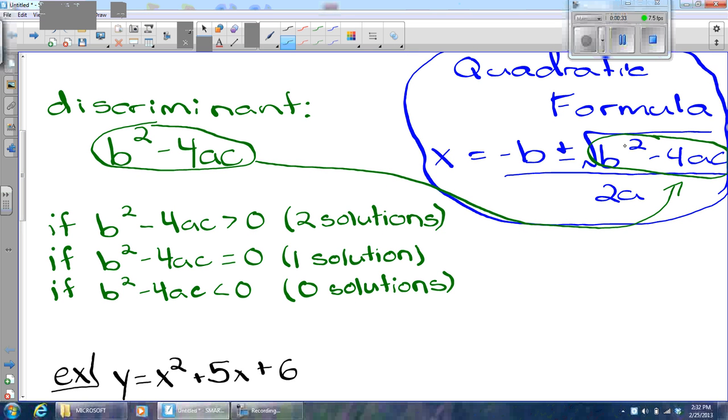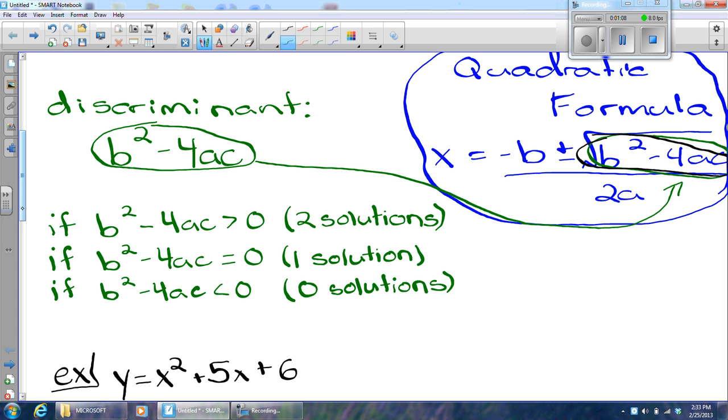So we're going to take this part of the quadratic formula, and this is called the discriminant. And we're going to plug in our numbers, which I'll explain in a second, to find how many solutions. So when you plug in the numbers, if it gives us a number greater than 0, we're going to have 2 solutions. If it gives us a number equal to 0, we're going to have 1 solution. And if it gives us a number less than 0, we're going to have 0 solutions.